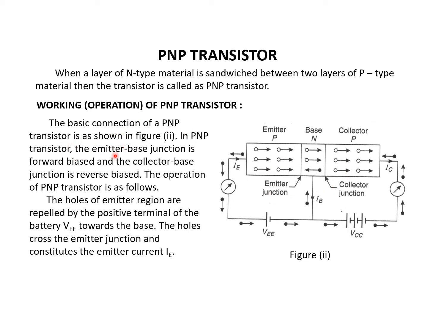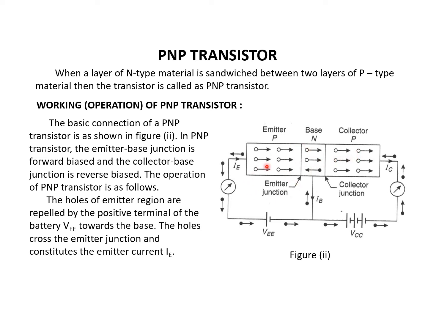In PNP transistor also, the emitter base junction is forward biased and collector base junction is reverse biased. Whatever may be the connection of a transistor in the circuit and whatever may be the configuration, the emitter diode should always be forward biased and collector diode should always be reverse biased.